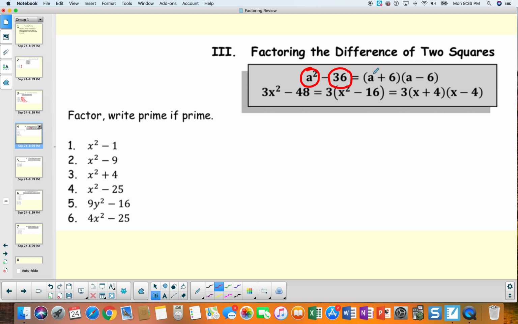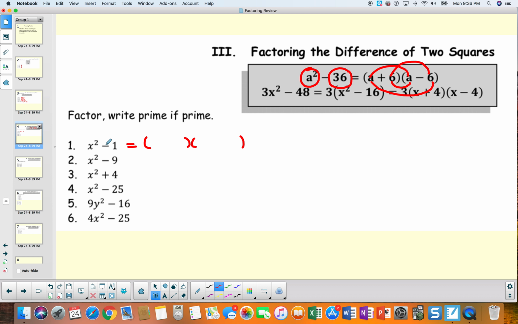And that's because when you actually FOIL them, multiply first, the outer will be negative 6a, the inner will be positive 6a, which will cancel. That's why you don't see a middle term. And then the last terms are going to be negative 6. So our factoring will look like this.